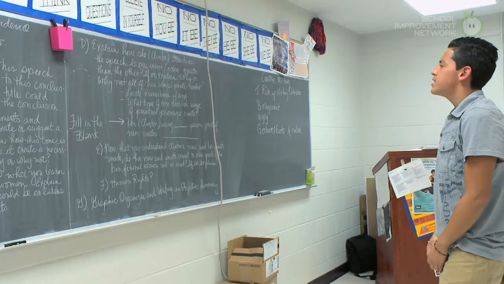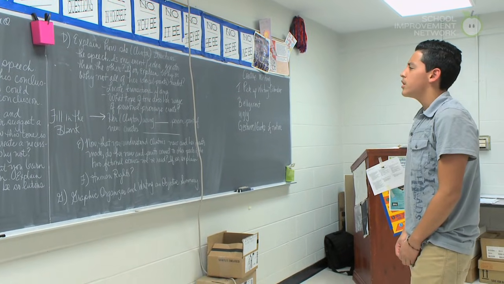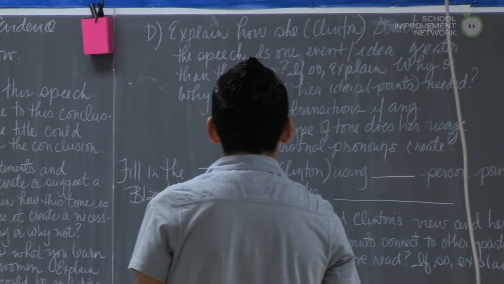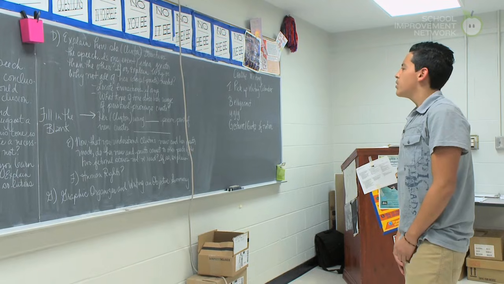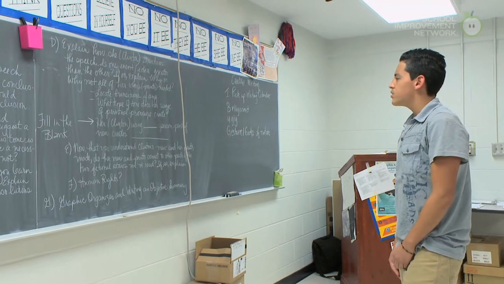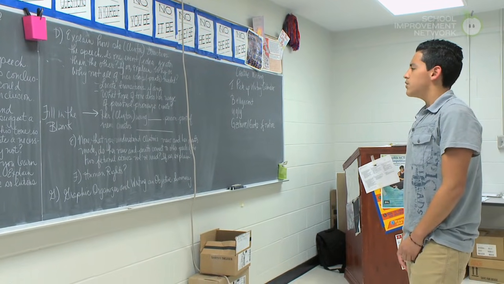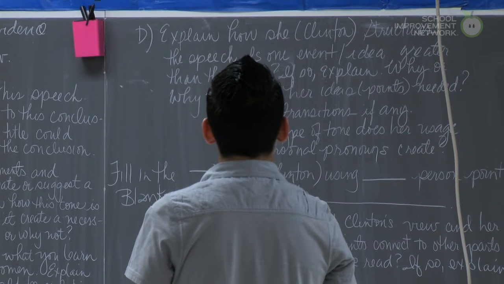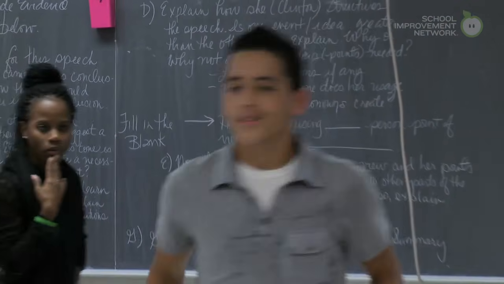Explain how Clinton structures the speech. Is one event or idea greater than the other? If so, explain why or why not all of the ideas or points are needed. Locate transitions, if any. What type of tone does her usage of personal pronouns create? Walk and talk. Walk back to the desk and tell me, what do you think I'm asking you? If you need some assistance, let me know.